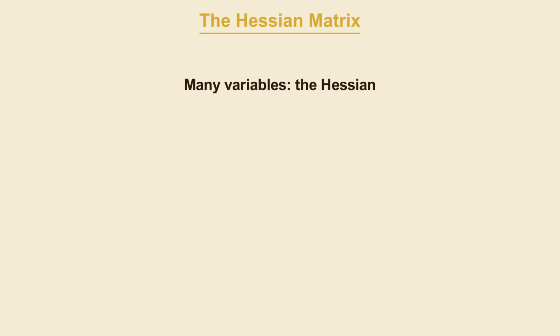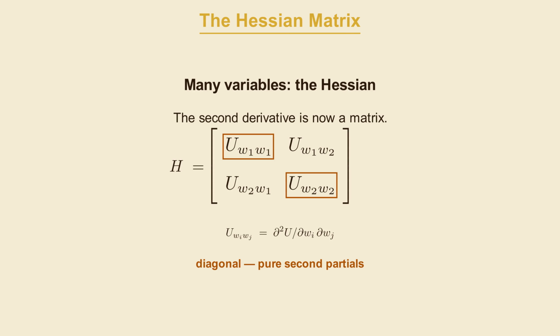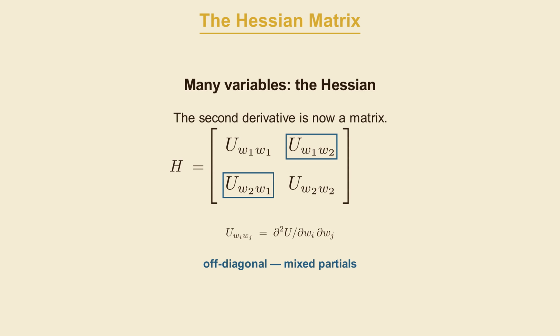With multiple variables, the same intuition holds, but the second derivative is not just a single number, it's a matrix. Specifically, we collect every second partial derivative into a matrix which we call the Hessian. For a function of two variables, the Hessian is a 2x2 matrix. The diagonal entries are the pure second partials. The second partial with respect to w1 is in the top left, and the second partial with respect to w2 is in the bottom right. The off-diagonal entries are the mixed partials, which is a partial with respect to w1 and then w2, and it sits in both the off-diagonal slots.